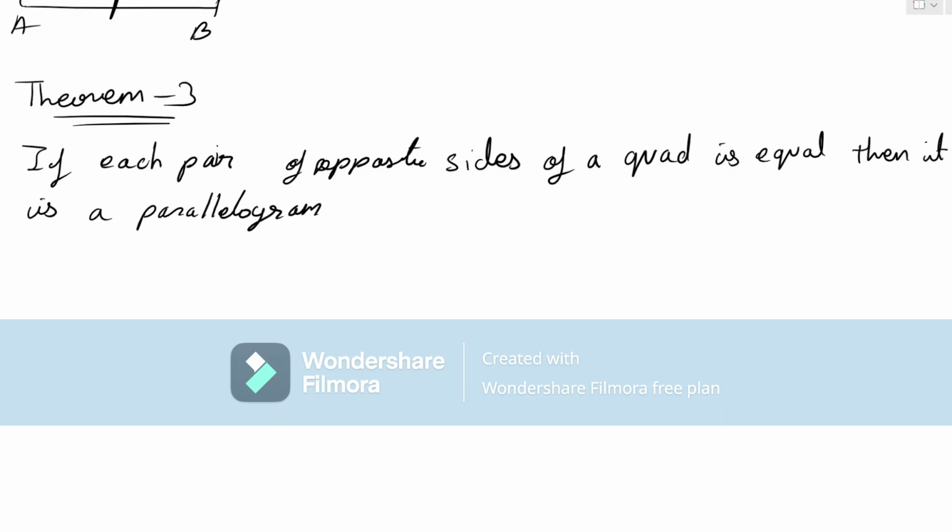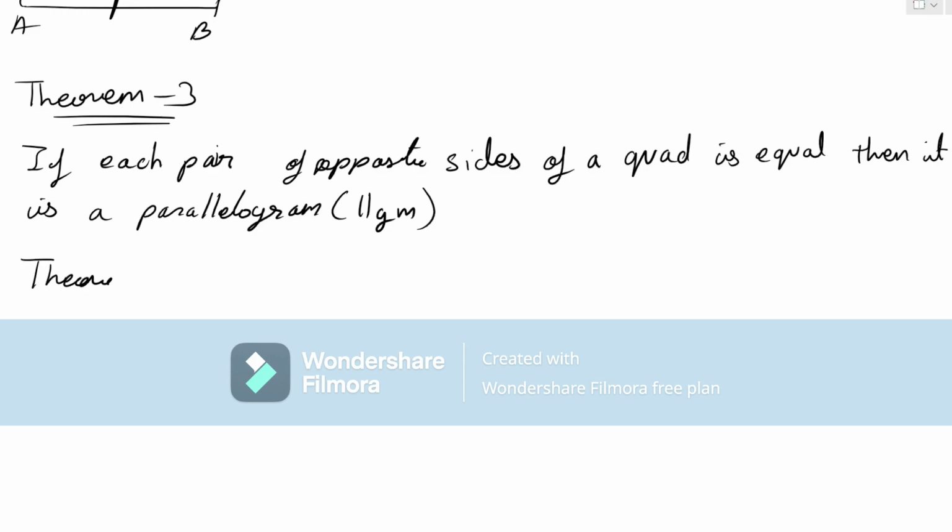Or you can also write this spelling as double LGM. Okay, but don't write this in exam. The teacher will definitely cut your marks. Now let's read this statement again. If each pair of opposite sides of a quadrilateral is equal, then it is a parallelogram. This theorem is related to theorem number 2 as well. If the opposite sides are equal, then only it is a parallelogram. That's it, nothing more.